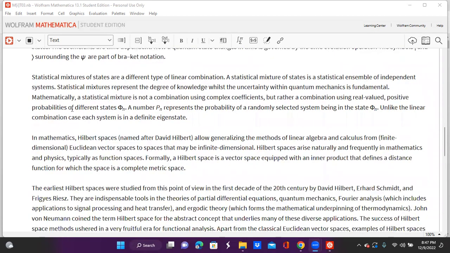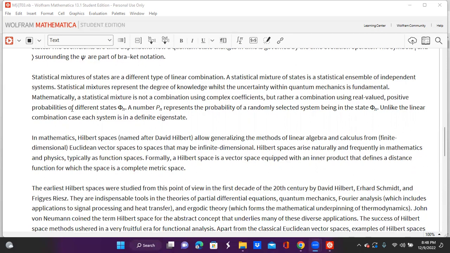Statistical mixtures of states are a different type of linear combination. A statistical mixture of states is a statistical ensemble of independent systems. We've seen those too. When I ask for the matrix representation and it doesn't give me what I want, it gives me the bra and ket notation with an association to a sparse array for each of them. That's kind of what this is talking about here. Statistical mixtures represent a degree of knowledge, whilst the uncertainty within quantum mechanics is fundamental.